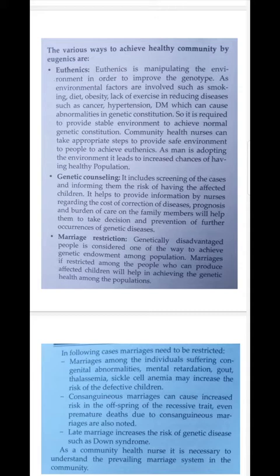Okay. The third way is marriage restriction. Here, marriage is restricted among the people who can produce affected children. Like if the person is mentally retarded, we will not allow him to marry a normal one or another mentally retarded one, because they may produce the same affected gene or the same affected children in the future.